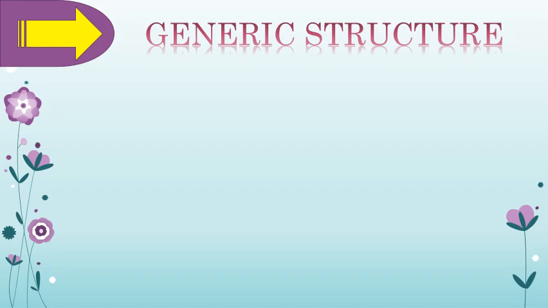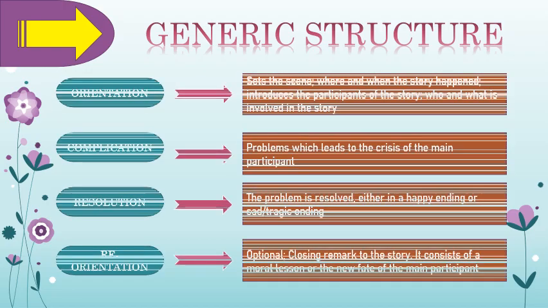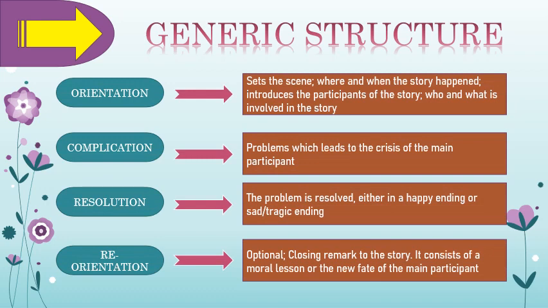Now, since we are talking about narrative text, so the generic structure for narrative consists of 4 steps ya. The first one is orientation. Apa-apa saja yang ada di orientation. Di orientation itu sets the scene. Jadi latarnya ada di sini, where and when the story happen, waktunya, kapan dan di mana. Introduces the participants of the story. Biasanya langsung diperkenalkan siapa sih tokoh utama di dalam cerita tersebut. Who and what is involved in the story. Nah, jadi mungkin ada peran-peran yang lain ya selain peran utamanya dan apa saja yang terlibat di dalam cerita tersebut.